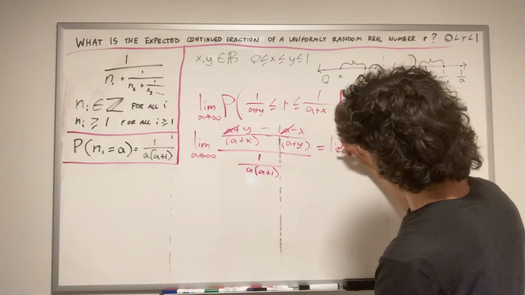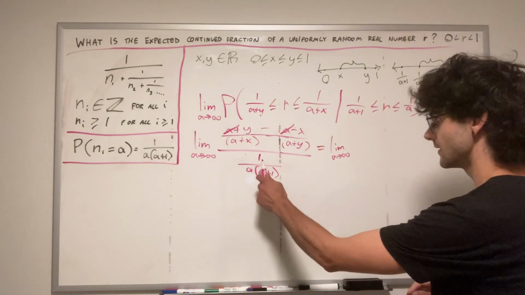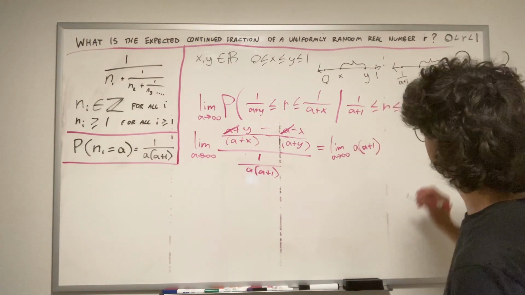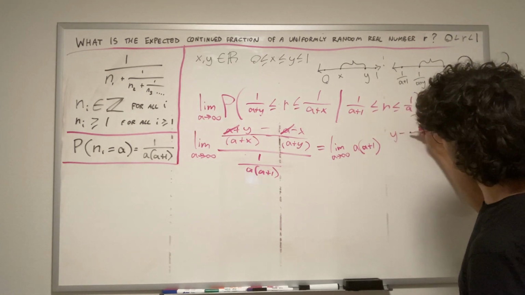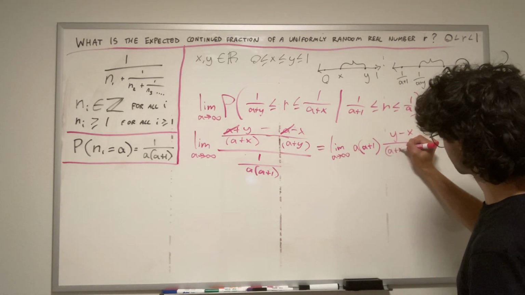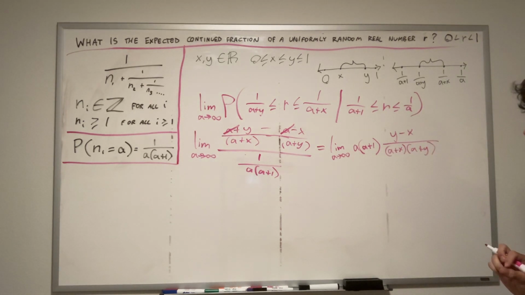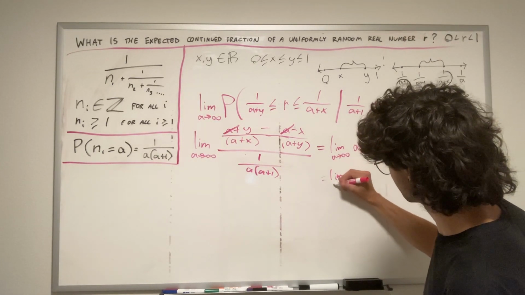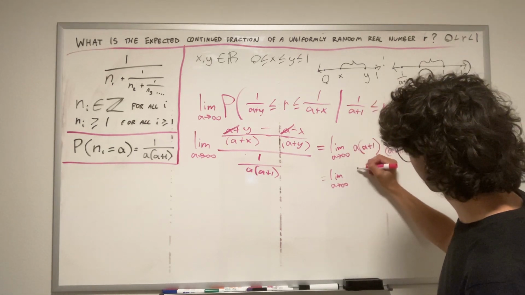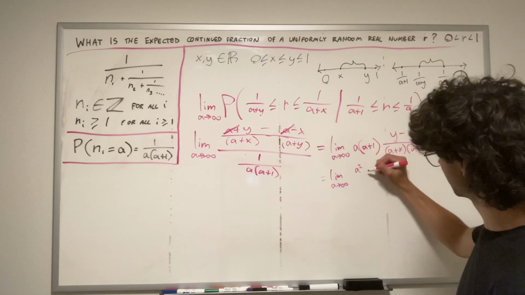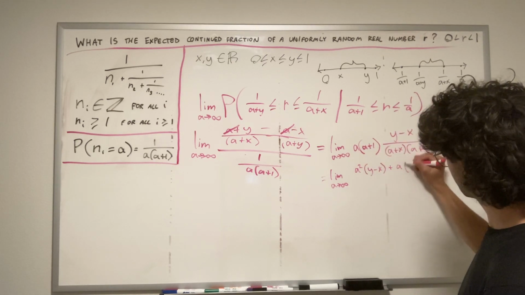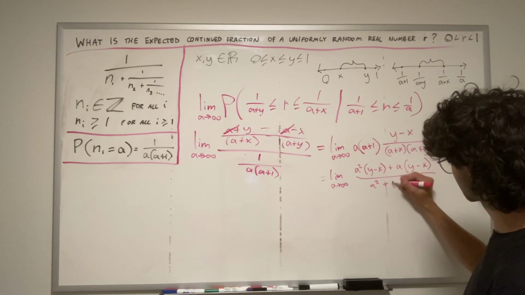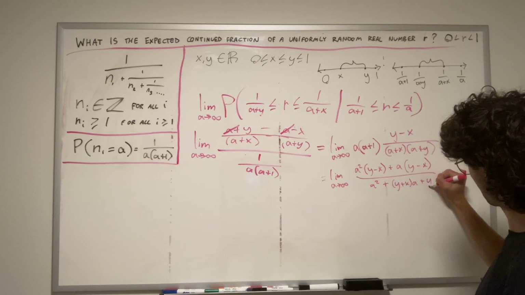So this is the limit as a goes to infinity. This denominator, we can flip, bring it into the numerator. So this is a times a plus 1 times y minus x over a plus x times a plus y. Okay, and now this is the limit as a goes to infinity of a squared, we'll bring this up into the numerator, a squared y minus x plus a y minus x, and then we'll distribute this denominator, a squared plus y plus x a plus y x.